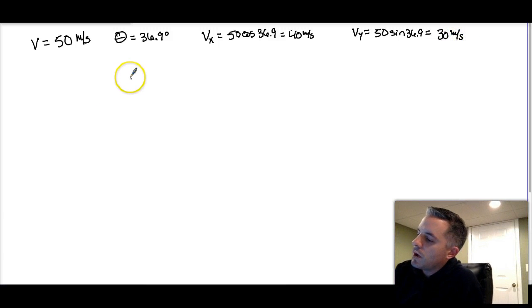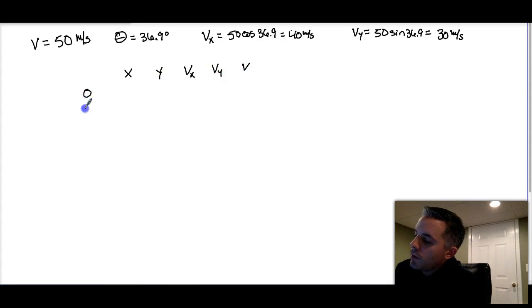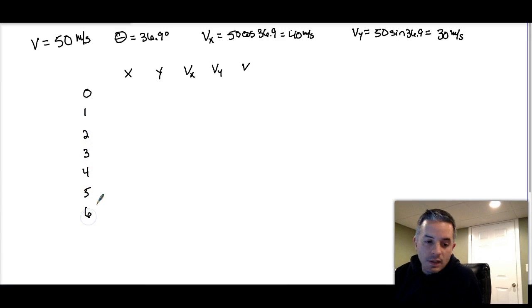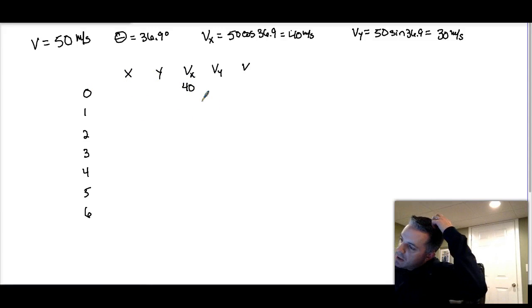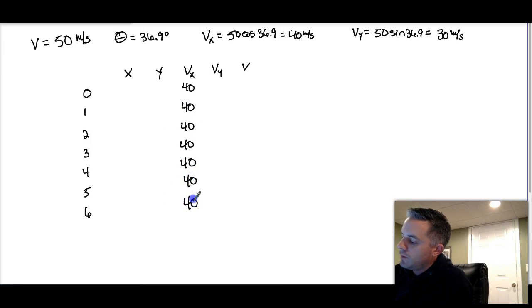So now we can attack this chart. We'll have a chart that has x, y, v sub x, v sub y, and v on it, and for our times of 0, 1, 2, 3, 4, 5, and 6. So v sub x at 0 is going to be 40 meters per second, and it's going to be that the whole way through. Right? Because remember that horizontal speed does not change. There is no acceleration, so we can fill this column in all the way down. 40, 40, 40, 40, 40, and 40 more.